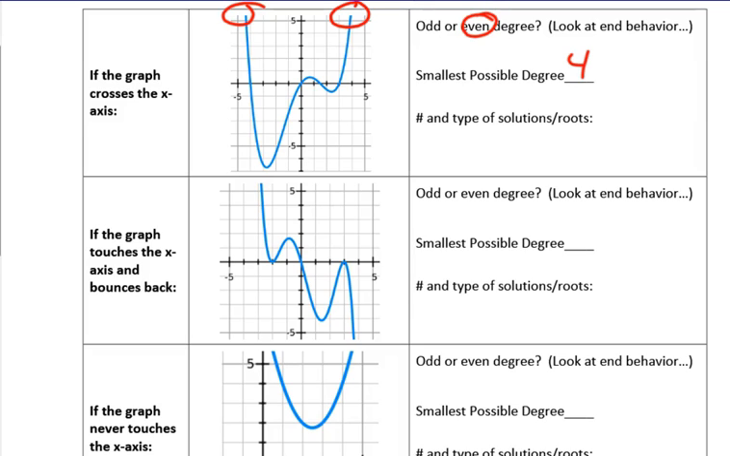So how many solutions do you have? You have 4. 4 solutions. Now, these solutions could be real or imaginary. Are these solutions real or imaginary? Real. So you have 4 real solutions.